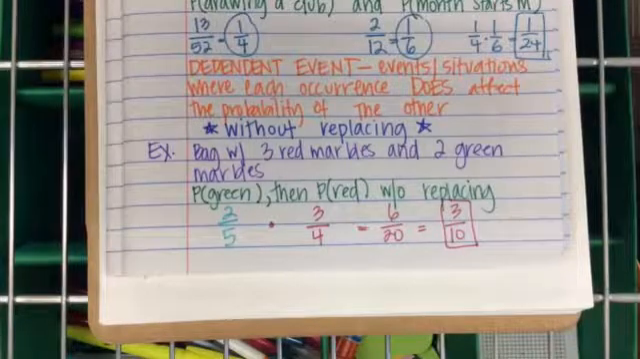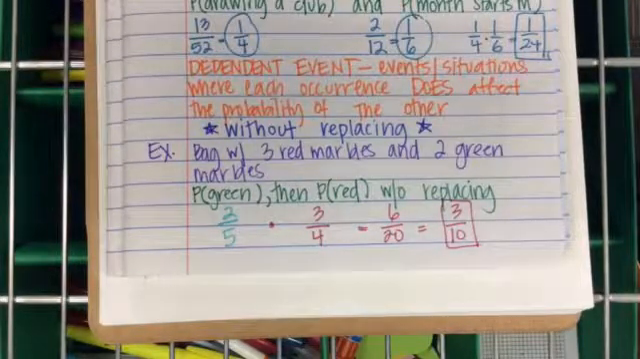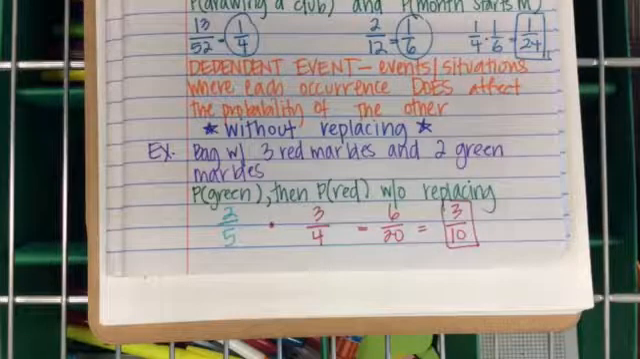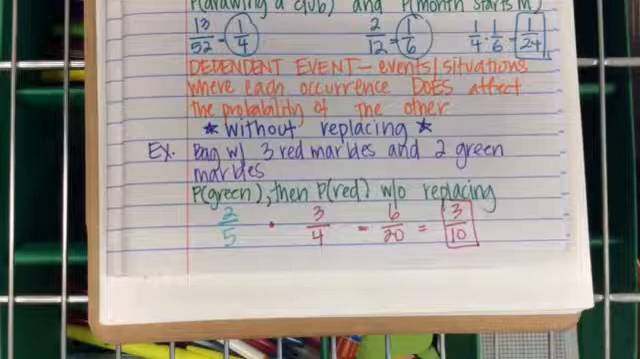Wait, so that's a probability of getting a green and then picking a red. Because it's dependent. It's the same bag and I'm not putting my old marble back. It's like the lottery, where they do the spinning numbers. Dependent probability. Spinning the numbers.